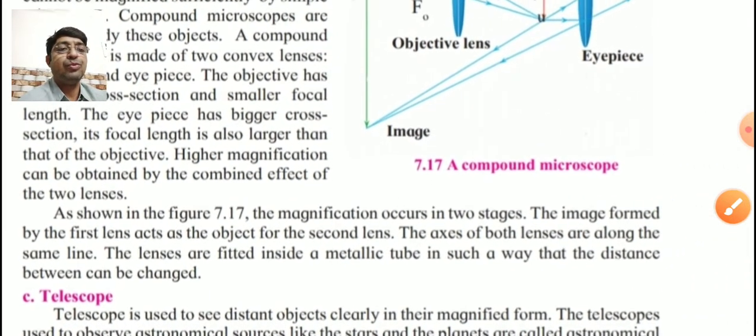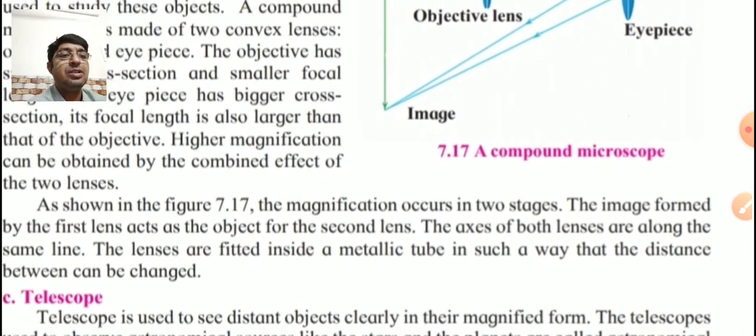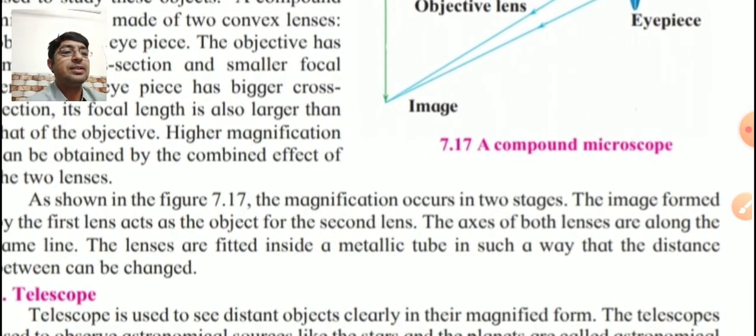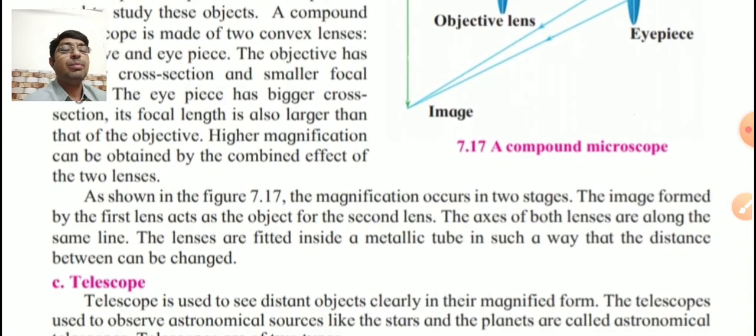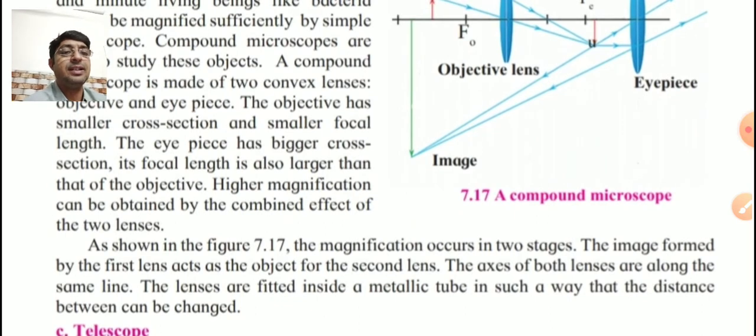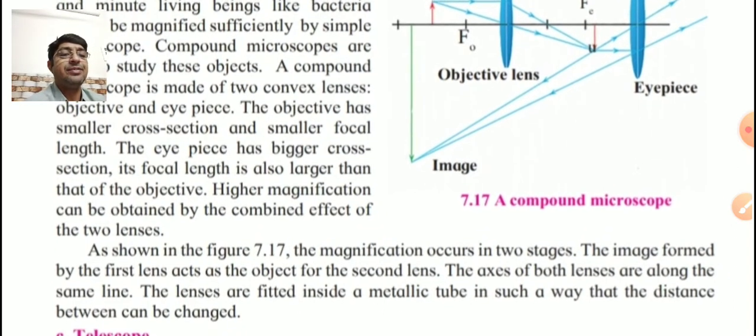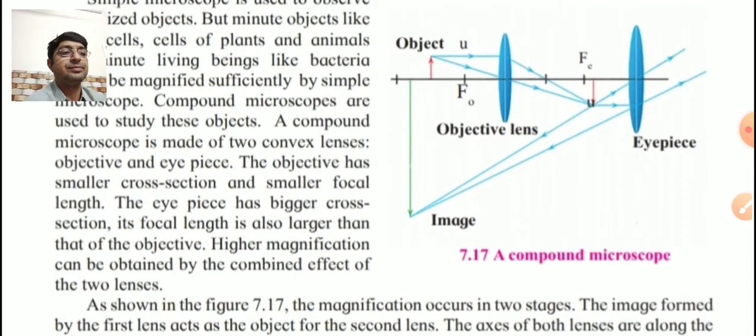As shown in the above figure, magnification occurs in two stages. The image formed by the first lens acts as the object for the second lens. The axes of both the lenses are along the same line. The lenses are fitted inside a metallic tube in such a way that the distance between them can be changed.